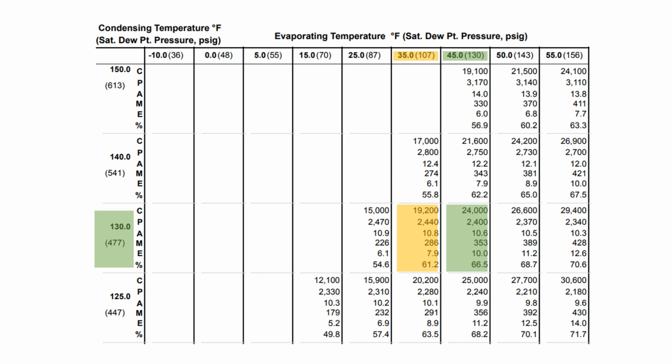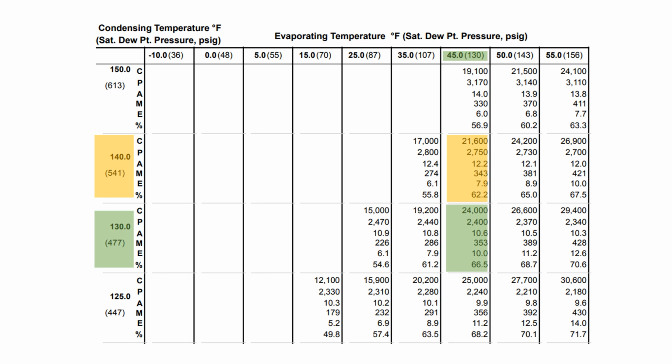Let's look at what would happen if our suction pressure drops slightly, possibly from a dirty filter or a low load condition in the space. If the temperatures and pressure drop to 35 degrees and 107 psig on the suction side, the capacity drops to 19,200 BTUs per hour at 10.8 amps, and the mass flow drops to 286 pounds per hour. So we lost 4,800 BTUs per hour by losing 10 degrees of temperature on the evaporator coil. That is a 20% capacity loss, and the compressor still is within its operating envelope.